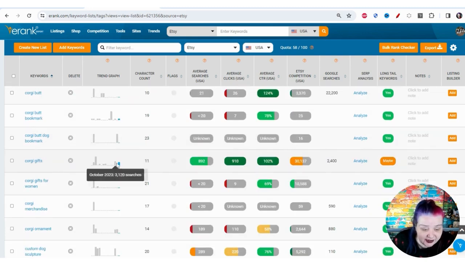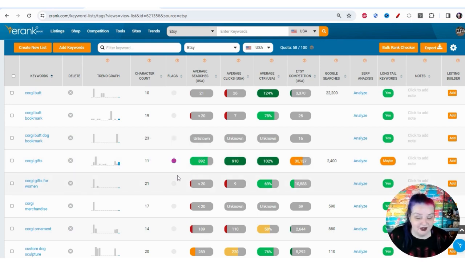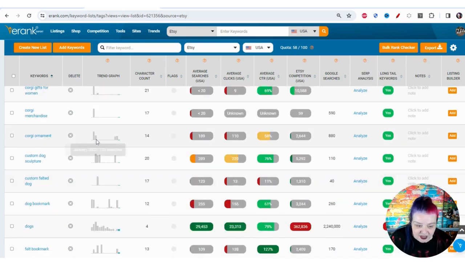So this is one that I might want to check seasonally. Was it Christmas? Let's make Christmas purple. You just make your own codes in your head. Corgi Gift for Women. Sadly, that was one that happened last year. Again, Corgi merchandise, not necessarily good. But Corgi ornament does peak a couple of times a year. So I'll put that on my Christmas list.